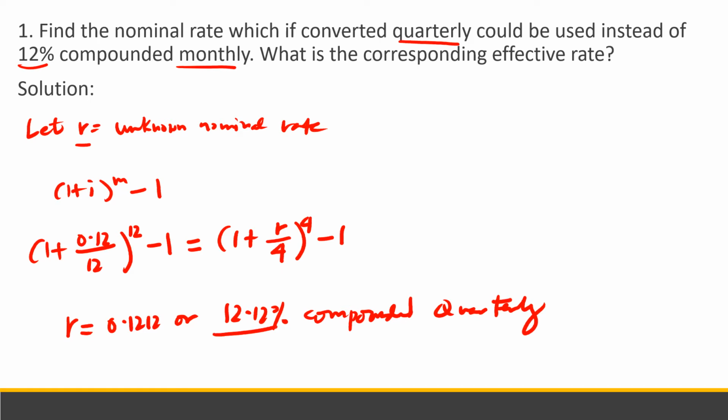So yan yung answer. So if compounded quarterly siya, magiging 12.12%. So nag-increase yung nominal rate niya.